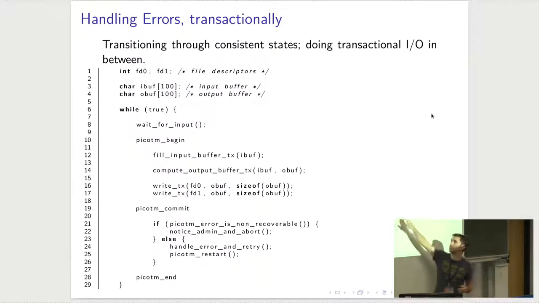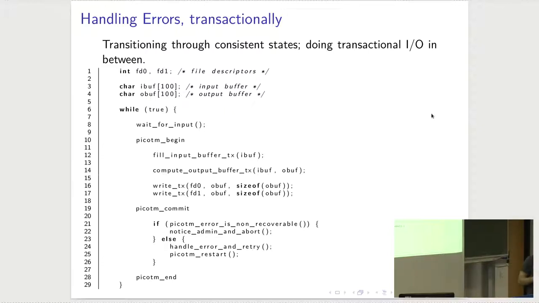Again, when that happens, this function doesn't return into the execution phase. It instructs the framework to roll back the transaction and start recovery. Rolling back just means go back to begin and go to recovery. Recovery would call this function, handle error and retry. And this time we see, okay, we're out of memory.